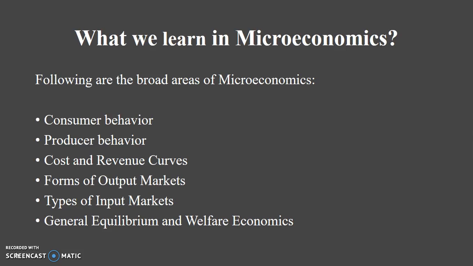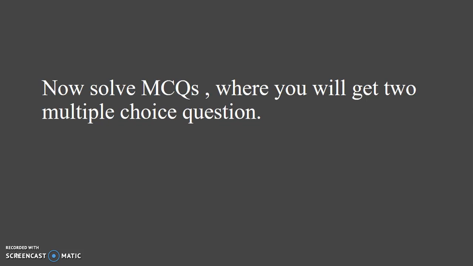Then we move on to cost and revenue functions and curves. Then forms of output market like perfect competition, monopoly, monopolistic competition, oligopoly. And then we discuss types of input markets like labor markets, or you can say land market, etc. And finally, we discuss general equilibrium and welfare economics.